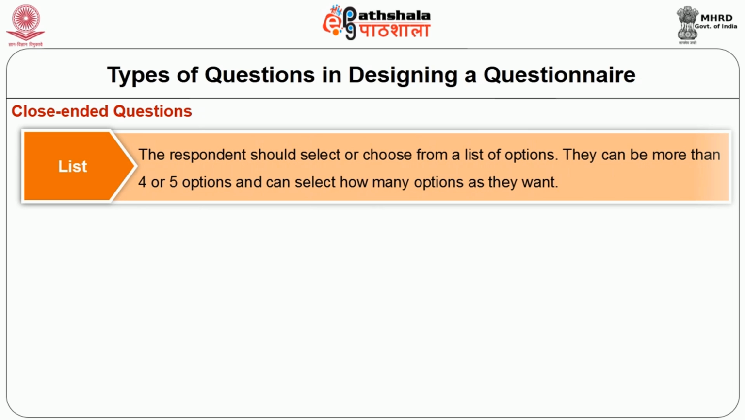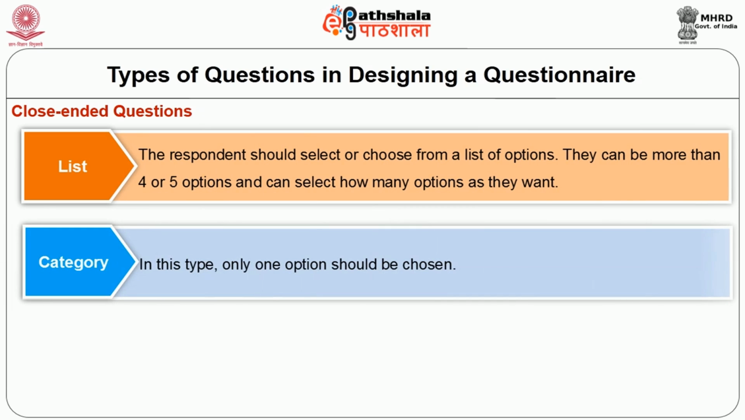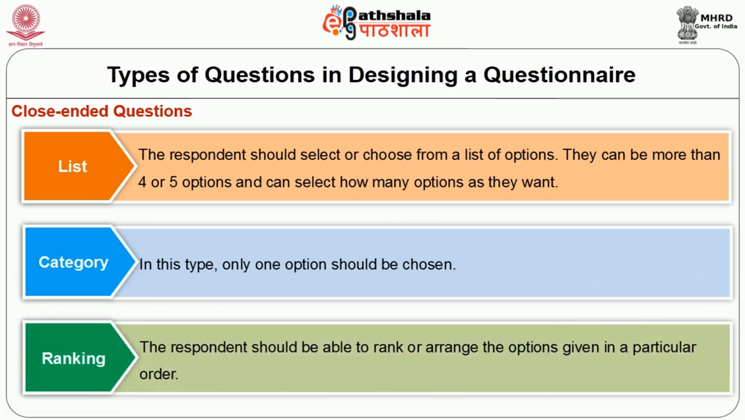They can be more than 4 or 5 options and can select how many options they want. The second one is to categorize. That is, to categorize any information according to the type. Only one option should be chosen. The third one is to ask the respondent to rank. The respondent should be able to rank or arrange the options given in a particular order.